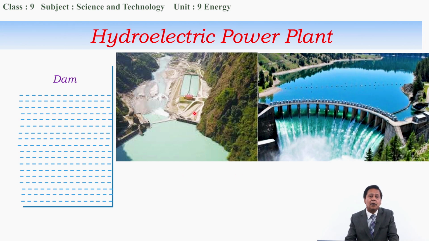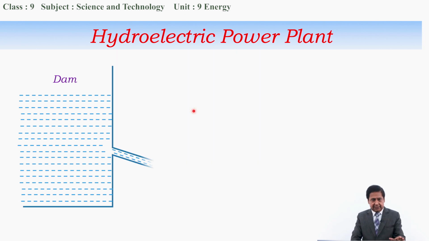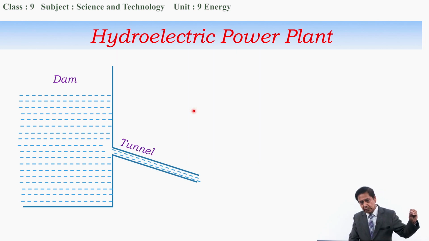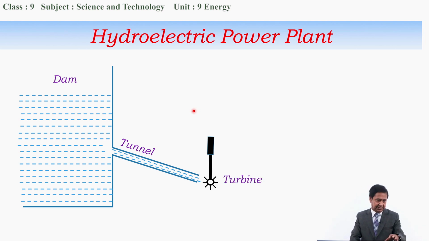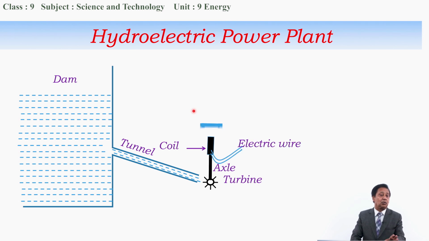This is the dam of Upper Tamakoshi, and this is one of the dams of Tanzania. Both dams, look at this, occupy a huge surface area. It may be a few square kilometers, and the dam is made to collect water in it. After this, a tunnel is connected to the dam, and when water runs through the tunnel and reaches the turbine, then the turbine rotates, and the turbine is connected to the generator.